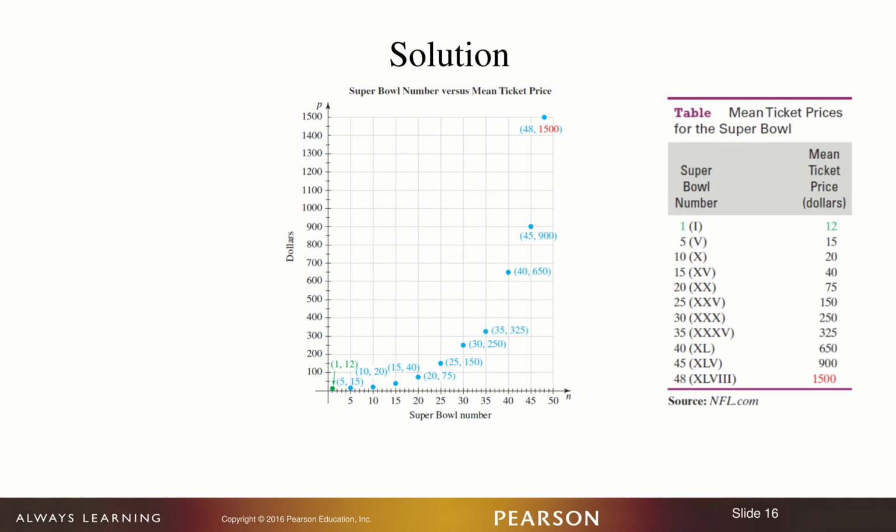Of course, one of the questions we were supposed to answer is which Super Bowl represented the largest mean ticket price. Well, of course, that would be this one right here, right? Represented there. So that would be Super Bowl 48. And the mean ticket price was $1,500, which is quite out there.